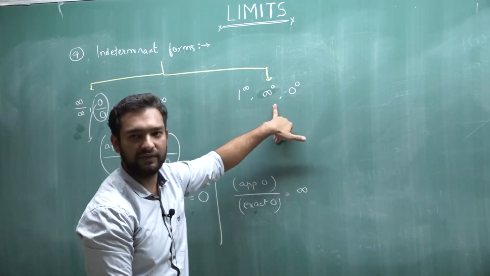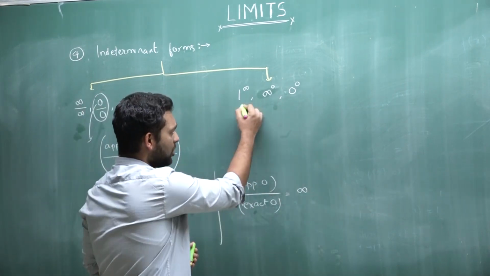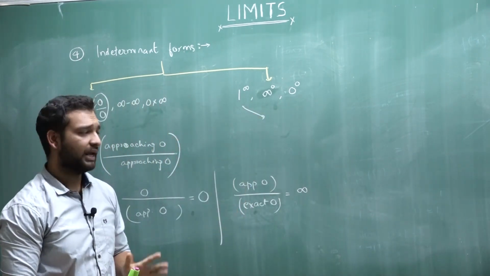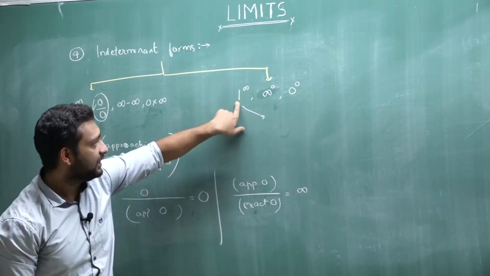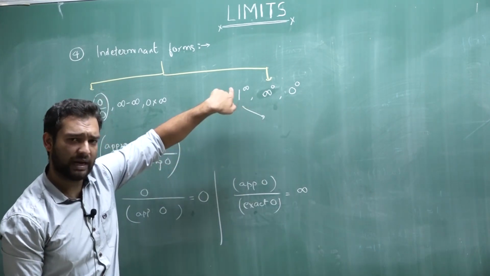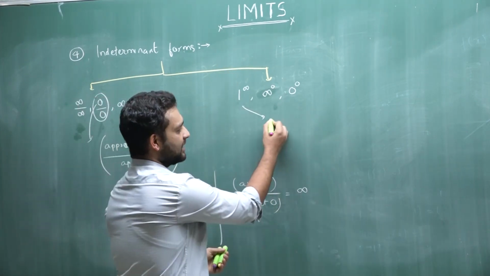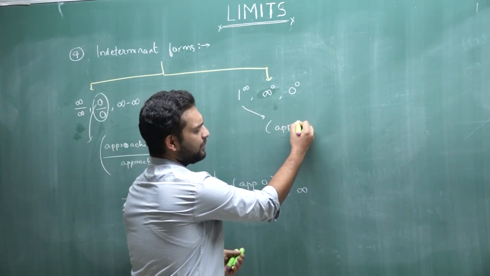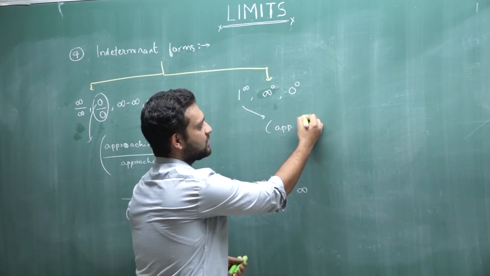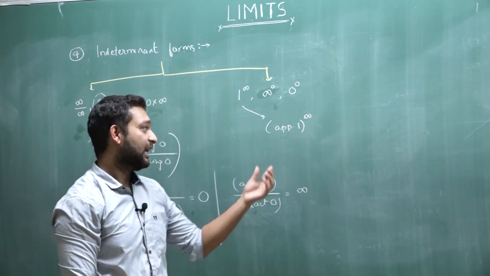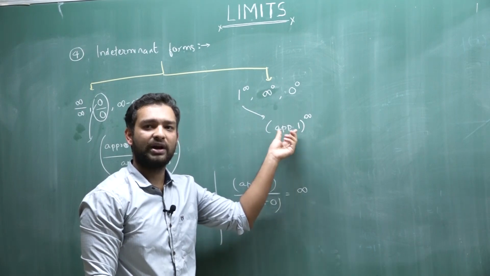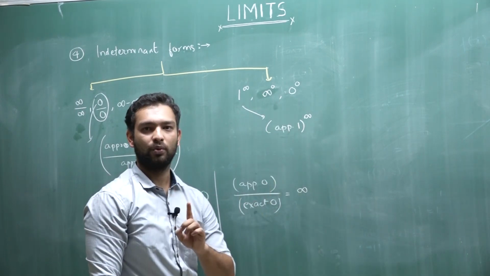Now we come to the set of these limits. First we'll talk about 1 raised to power infinity. Again, if this is exactly equal to 1, 1 raised to power anything is always equal to 1. So here this value must be approaching 1 while this value is approaching infinity. If this value is exactly 1, 1 raised to power anything will always give you 1.